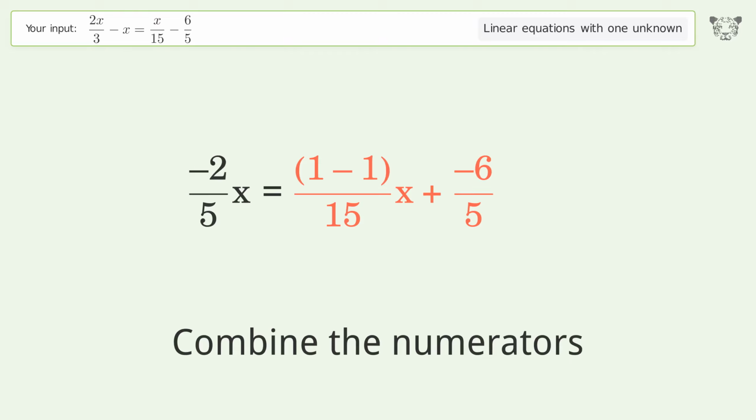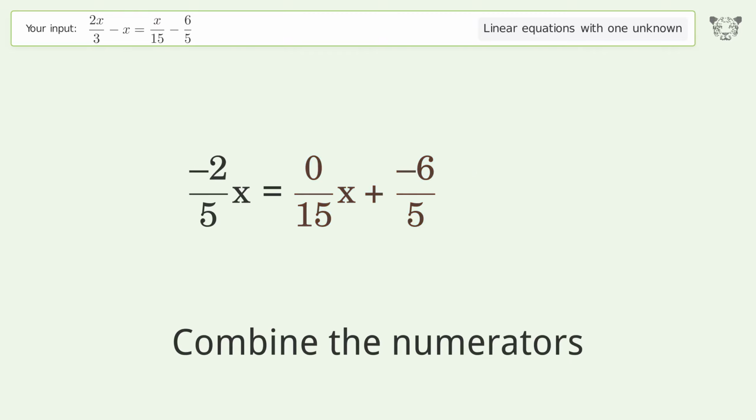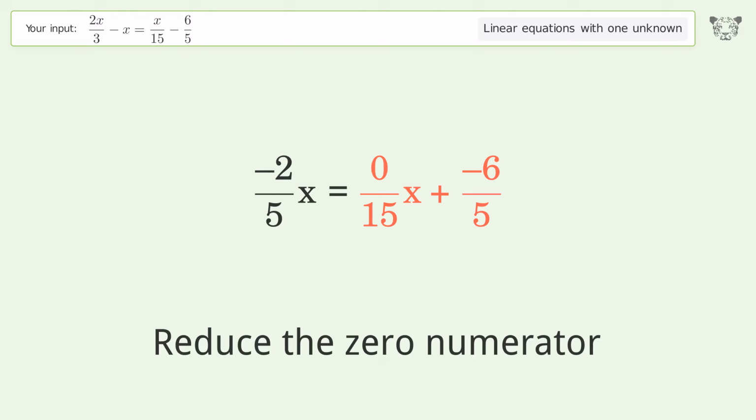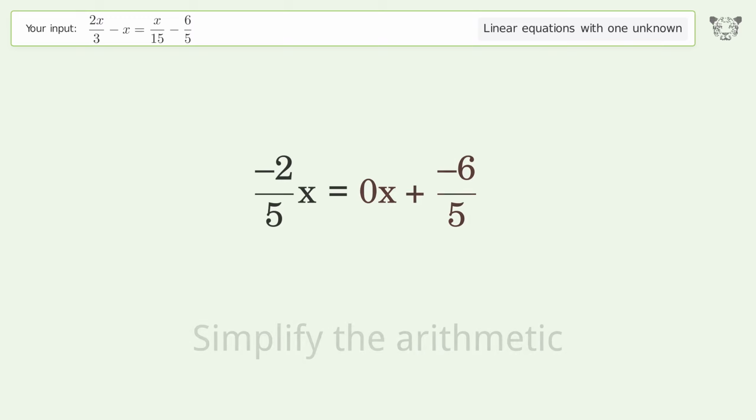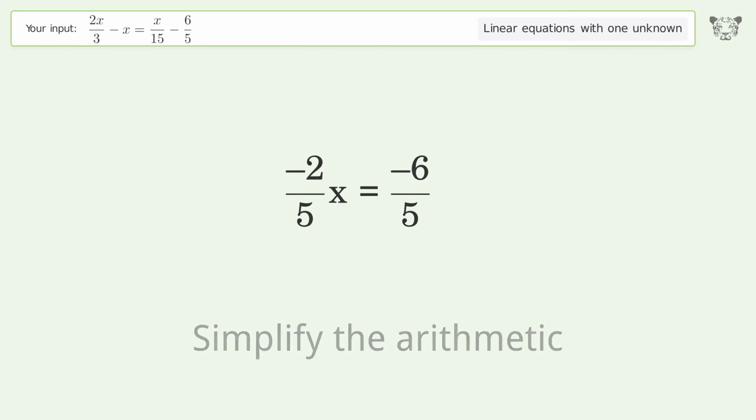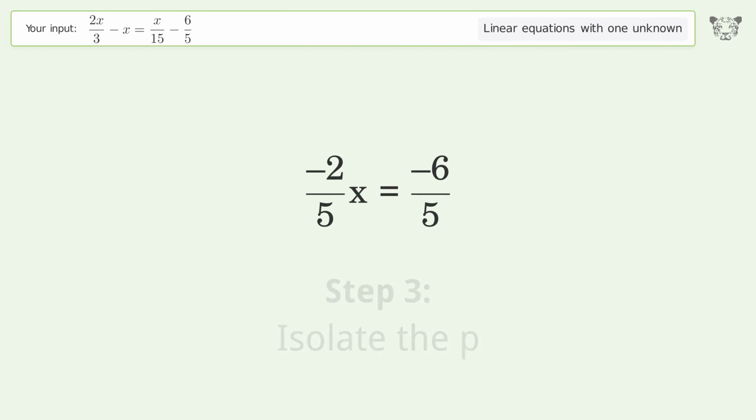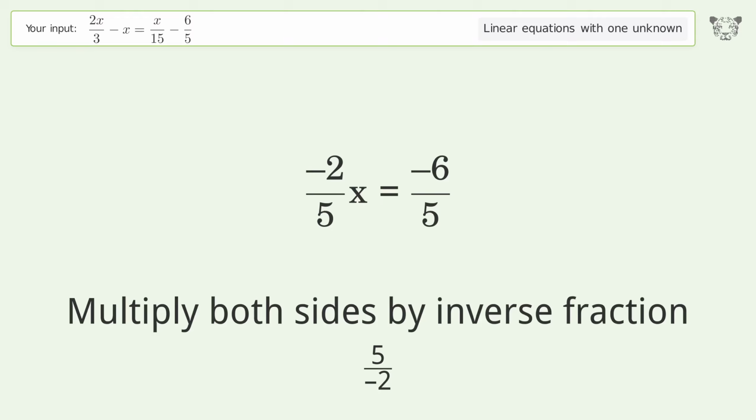Combine the numerators. Reduce the zero numerator. Simplify the arithmetic. Isolate the p. Multiply both sides by inverse fraction 5 over -2.